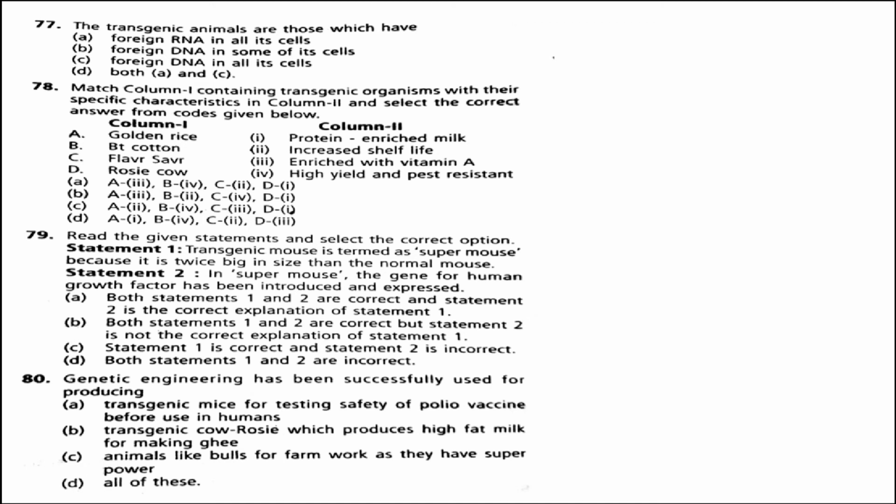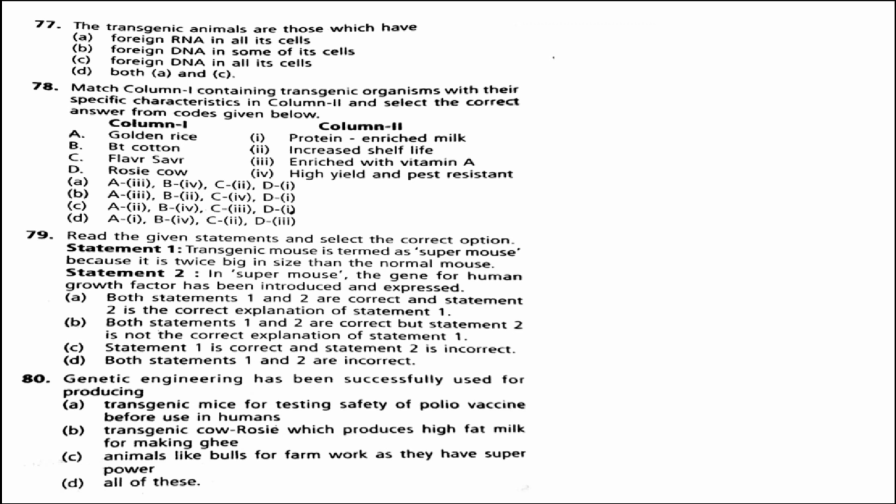Next, match column 1 containing transgenic organisms with their specific characteristics in column 2 and select the correct answer from the codes given below. And here the answer will be option A.